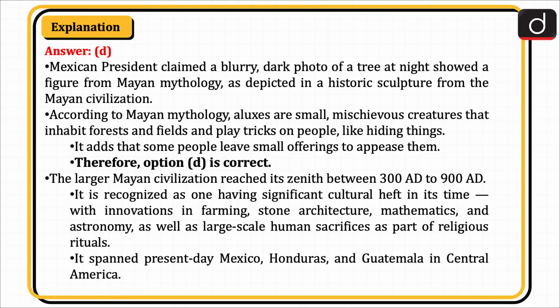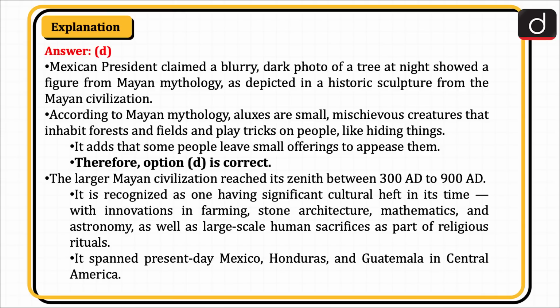Mexican president claimed a blurry dark photo of a tree at night showed a figure from Mayan mythology as depicted in a historic sculpture from the Mayan civilization. According to Mayan mythology, Aluxes are small, mischievous creatures that inhabit forests and fields and play tricks on people like hiding things. It adds that some people leave small offerings to appease them. Therefore, option D is correct.